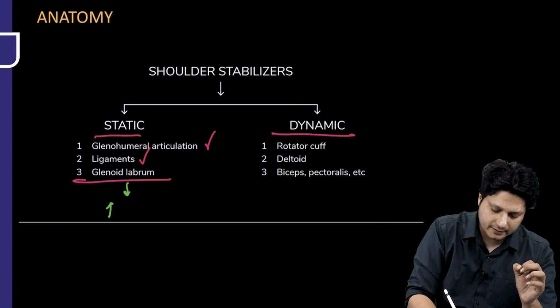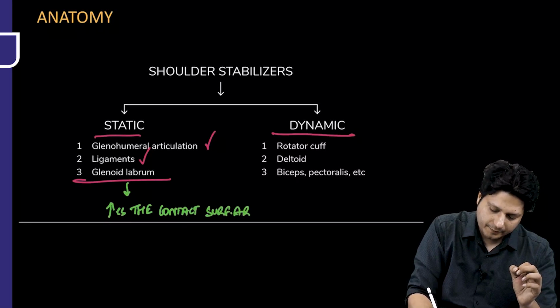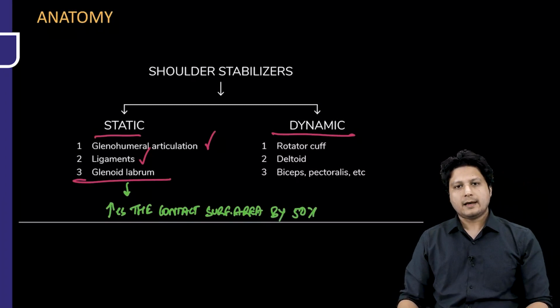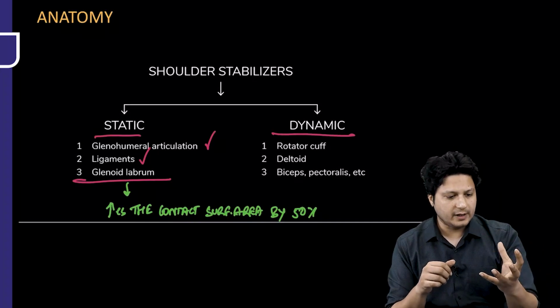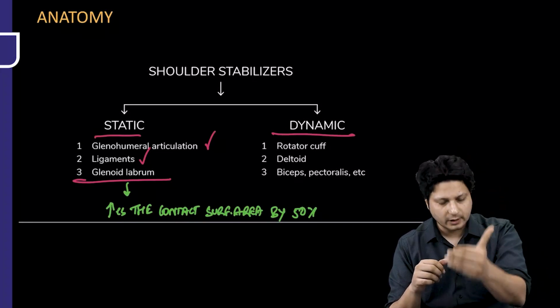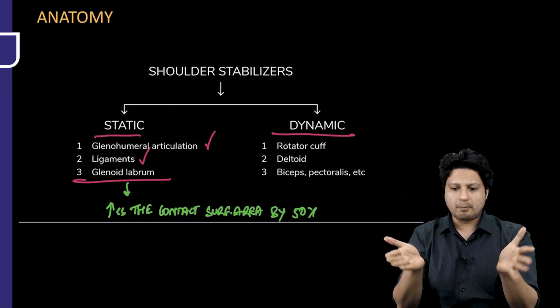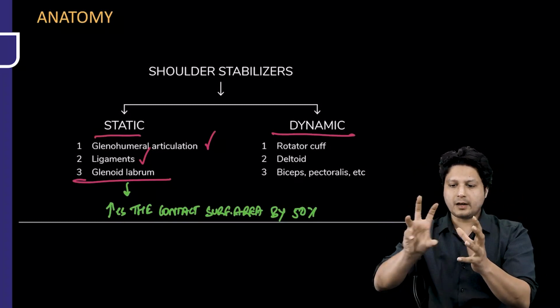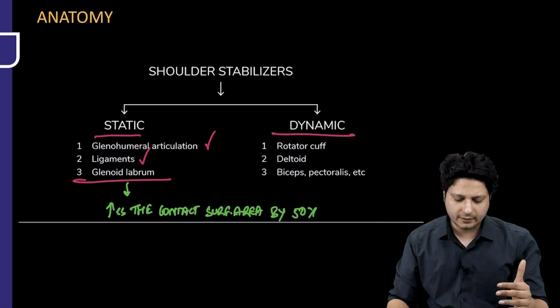That it increases the contact surface area by a further 50%. As I told you, the glenohumeral articulation was 25%. Now, there is a provision by nature of the glenoid labrum, a fibrocartilaginous structure on the glenoid bone, which is increasing the contact surface area by a further 50%. That means combining both glenoid bone as well as labrum, now the head of the humerus is having 32.5% articulation. All right. So that is one point.